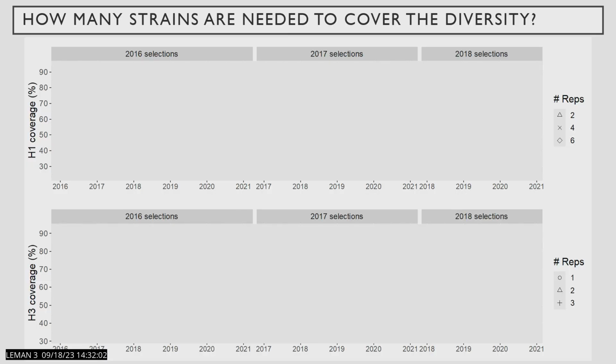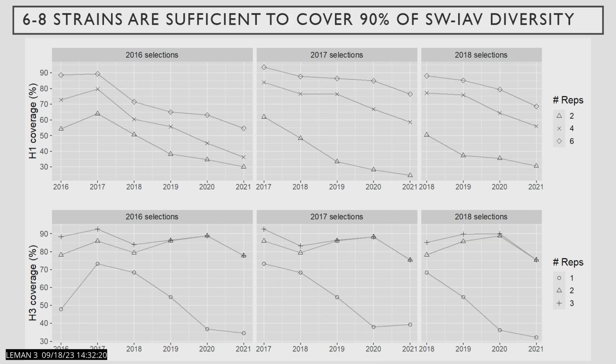And so this is a slide with results. Just to orient you, we looked at H1s and H3s separately. For H1s, we look at how much diversity can we cover with 2, 4, or 6 representatives. And for H3s, where we have less diversity, we look at 1, 2, and 3 representatives. And then we do selections in 2016, and we look at how long those selections stay relevant over time. Then we also do selections in 2017, and again look at the same, and so on.